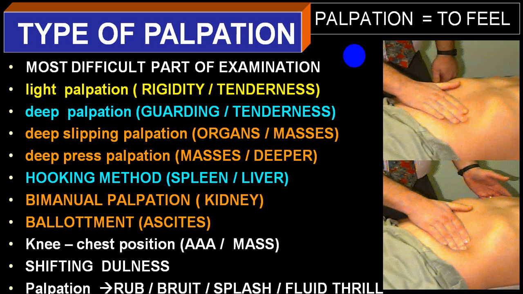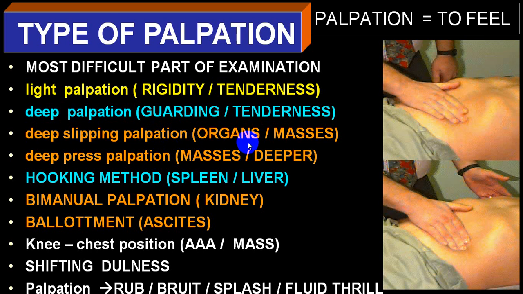Guarding is usually because of a localized area where there is an inflammation, for example appendicitis, cholecystitis, etc. In those areas, when you try to palpate, the muscle will go into spasm, and that we call guarding.